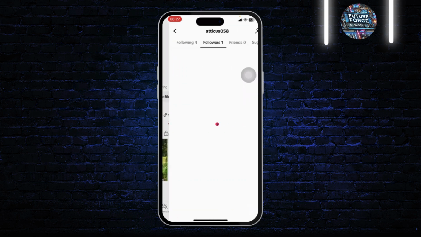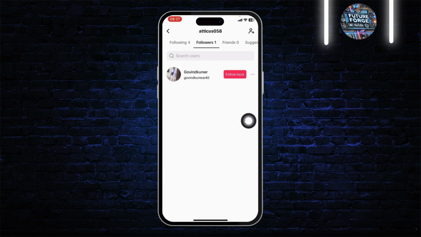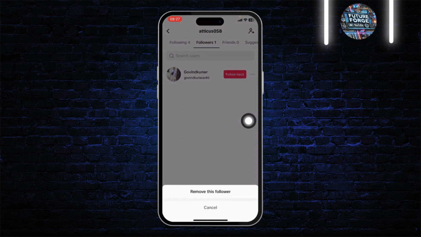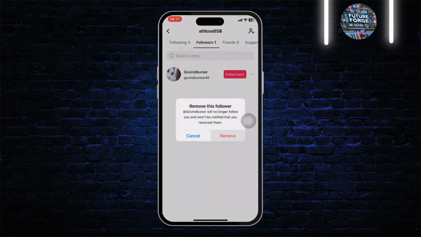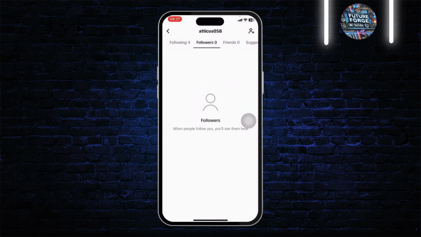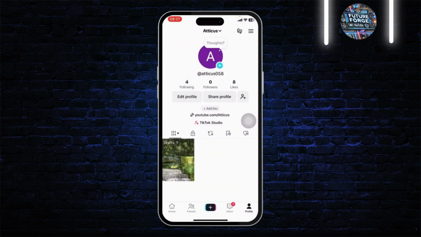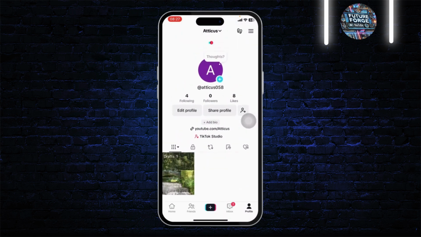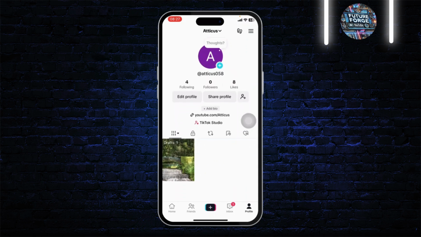The only way you can remove a follower is by going to the followers list, tapping on the three dots right beside the name of that very person, and tapping on remove this follower. As you can see, by doing so, your follower is now removed. Now, there is no way you can mass remove your followers because TikTok does not yet have that feature available.